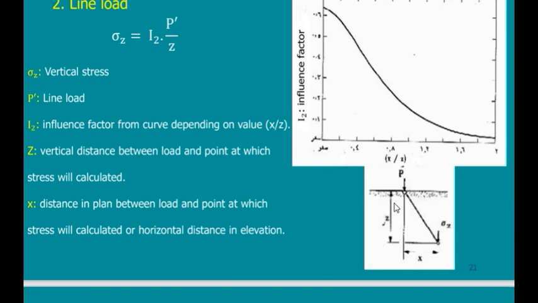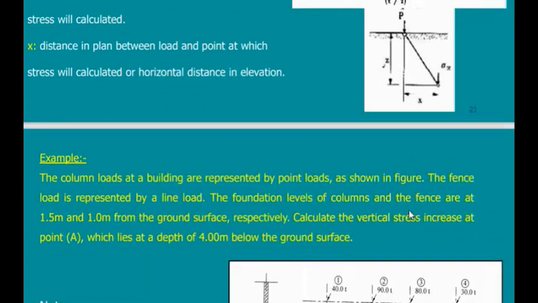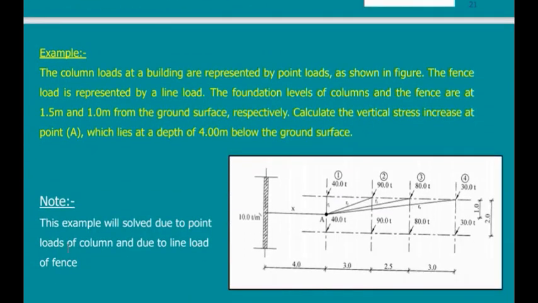And I want to know exactly the same. So what I do, of course, at a point below a point Z and at a horizontal distance X, I use the same way. I use this equation, I use this influence factor diagram, and get the effect of sigma Z at any location below the ground.